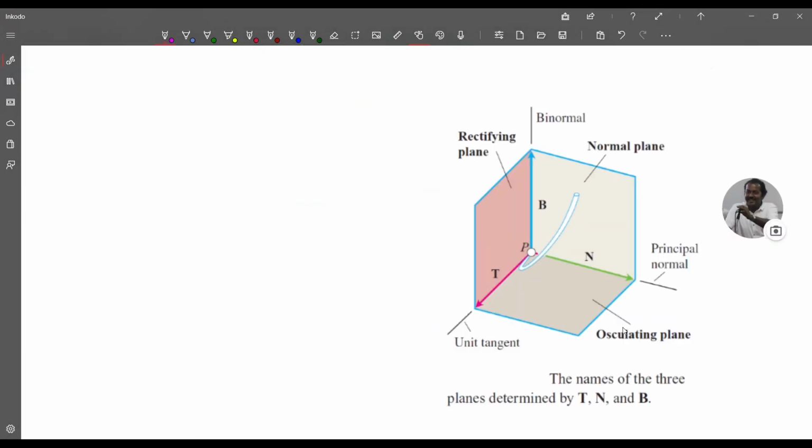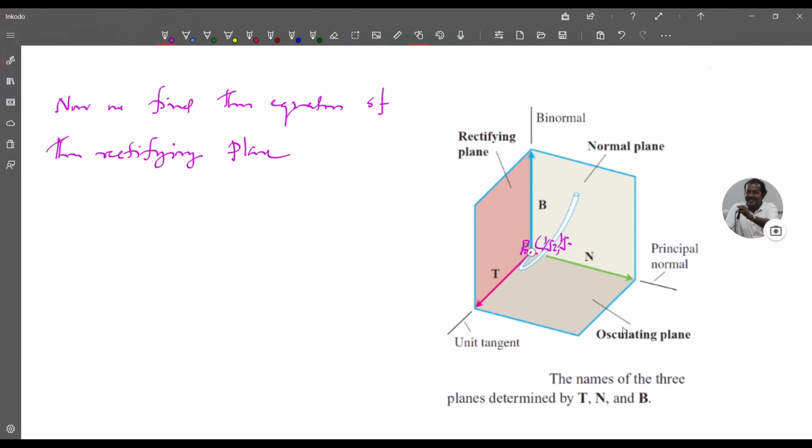Now we find the equation of the rectifying plane. You know that this point P naught is 1 by root 2, 1 by root 2, minus 1, and you consider a point P(x, y, z) on the rectifying plane. Then you know that the vector P naught P is orthogonal to n, since n is orthogonal to the rectifying plane. So let P(x, y, z) be a point on the rectifying plane.